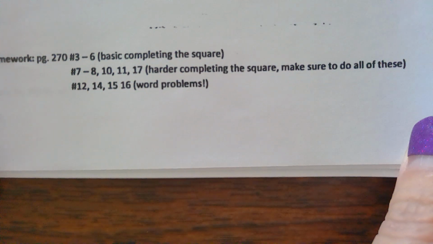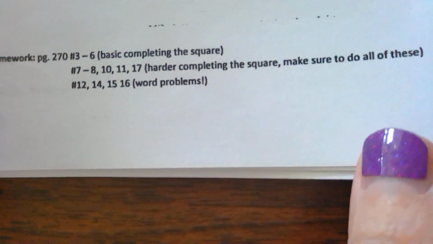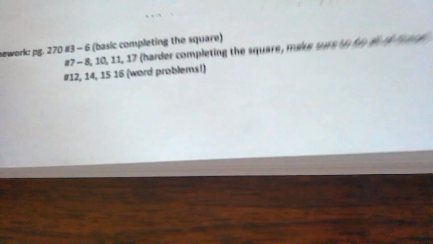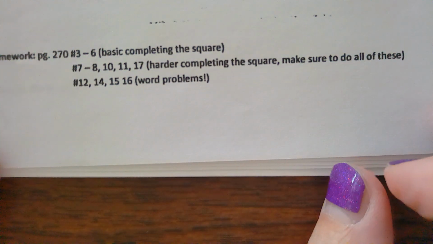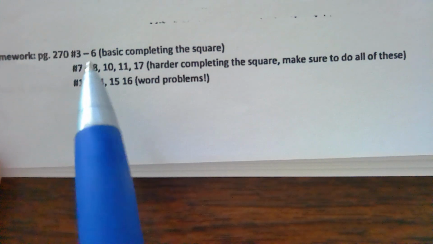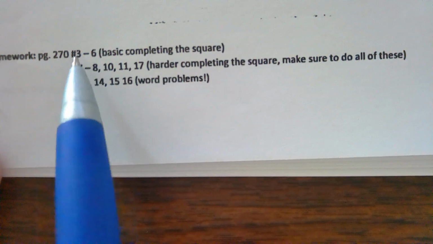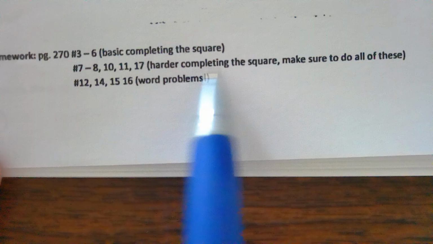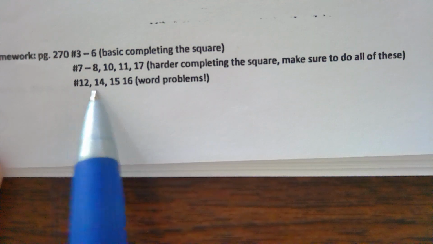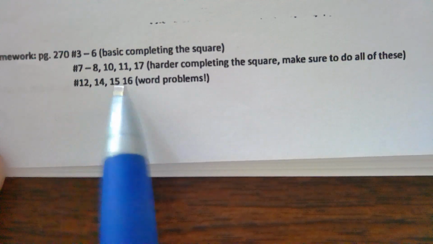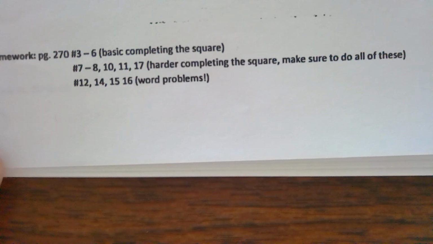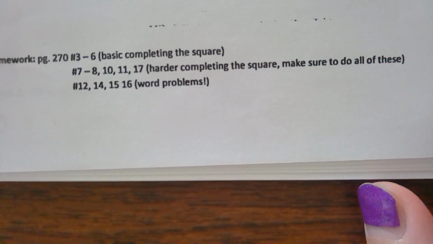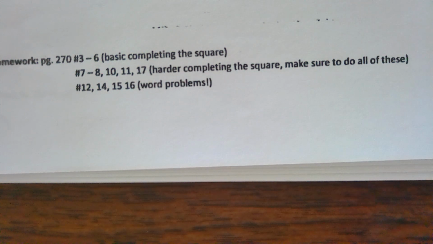Okay, so try these questions on the back page. In this package, I did something different. I put all the questions at the back, just like a textbook, page 270. Questions 3 to 6 are the basic complete the square, and then these ones are the harder ones. Make sure you try them, and then these are word problems, just like the football. So try as many as you can until you absolutely get the idea.